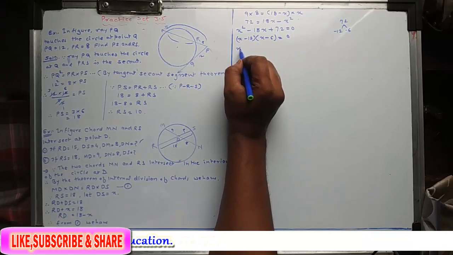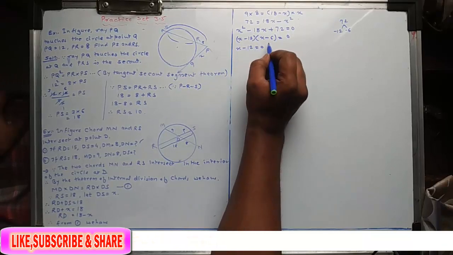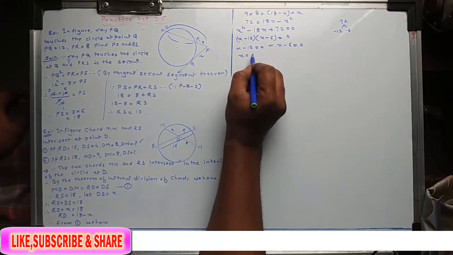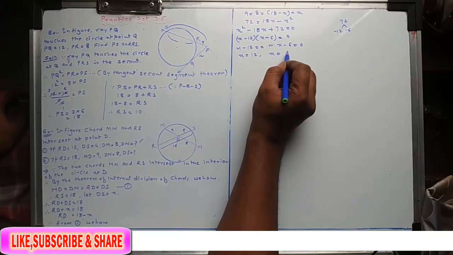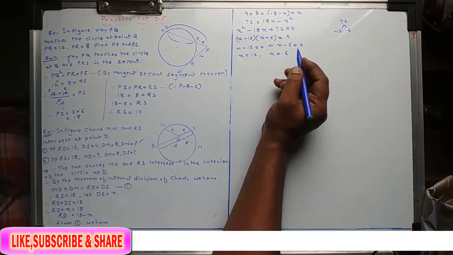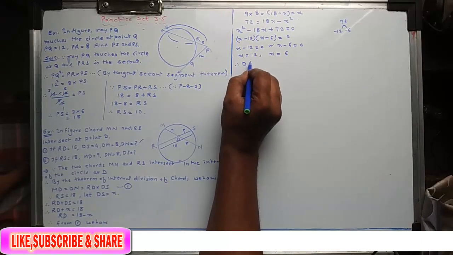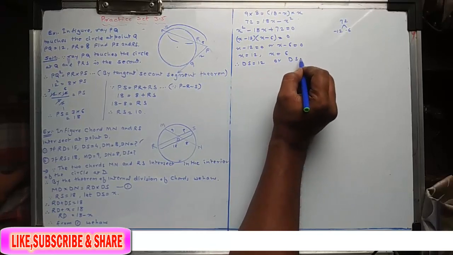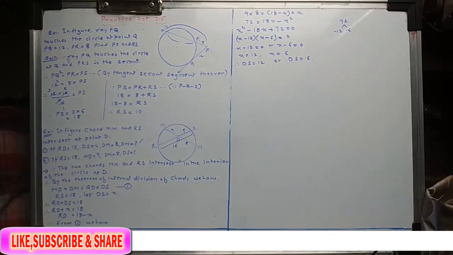So it will be x minus 12 is equal to 0, or x minus 6 is equal to 0, and therefore x is equal to 12 or x is equal to 6. Okay, and therefore DS is equal to either 12 or DS is equal to 6. So in this way we have to solve this next example, this example.